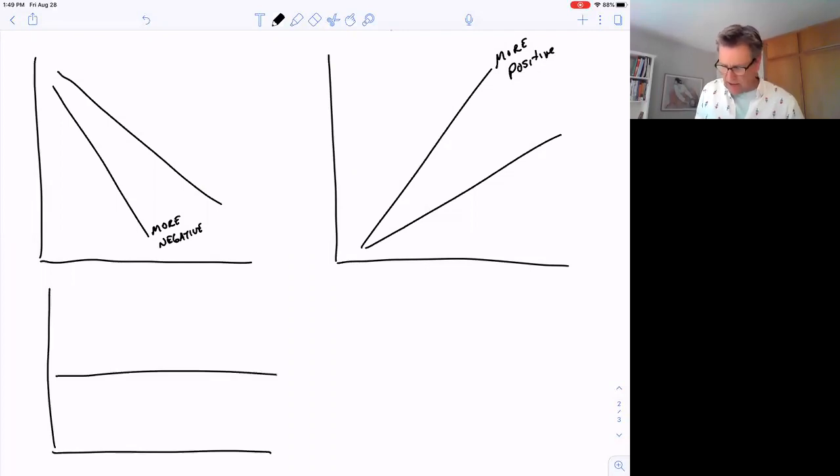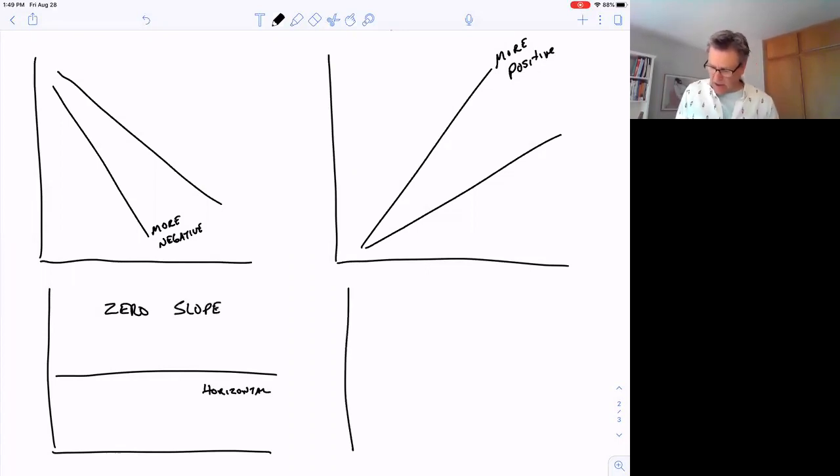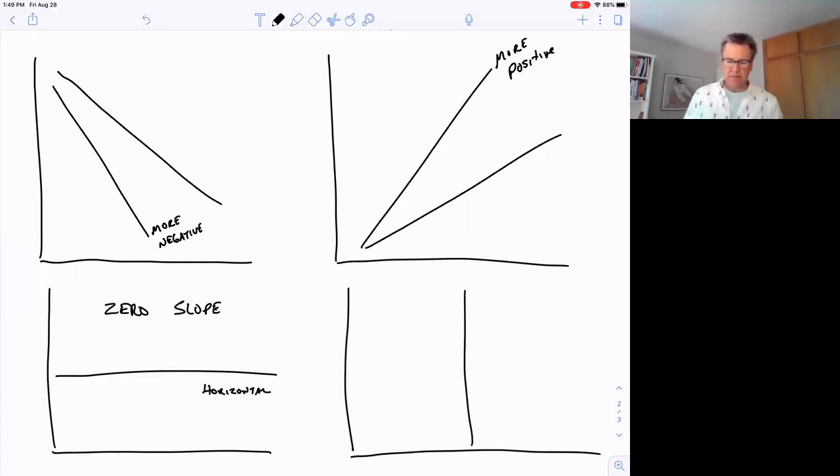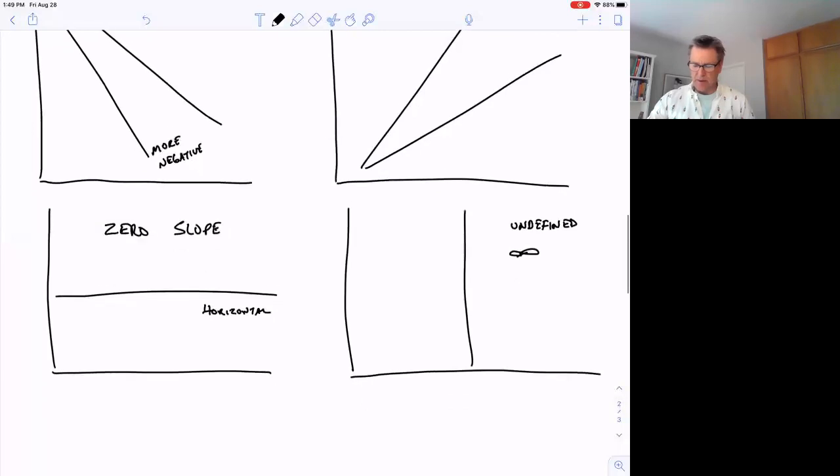If the line is horizontal, that is a 0 slope. And if the line is vertical, the slope is undefined or infinity. Draw that with the lazy 8.